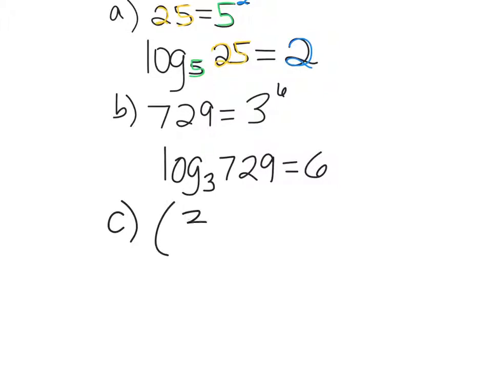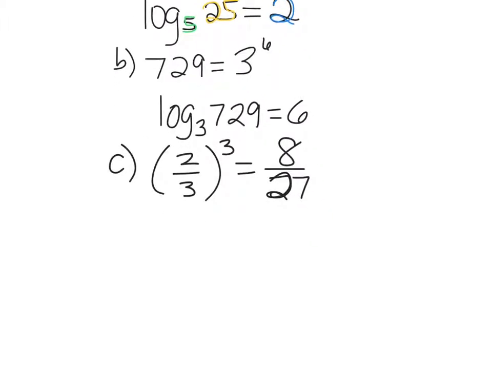Let's do some harder numbers. It's the same idea though. 2/3 cubed is equal to 8/27. That's a weird 27. Where's the log at? All right, so that's the exponential form. We need to rewrite it in its log form, okay? Because we're going to evaluate logs in just a minute.